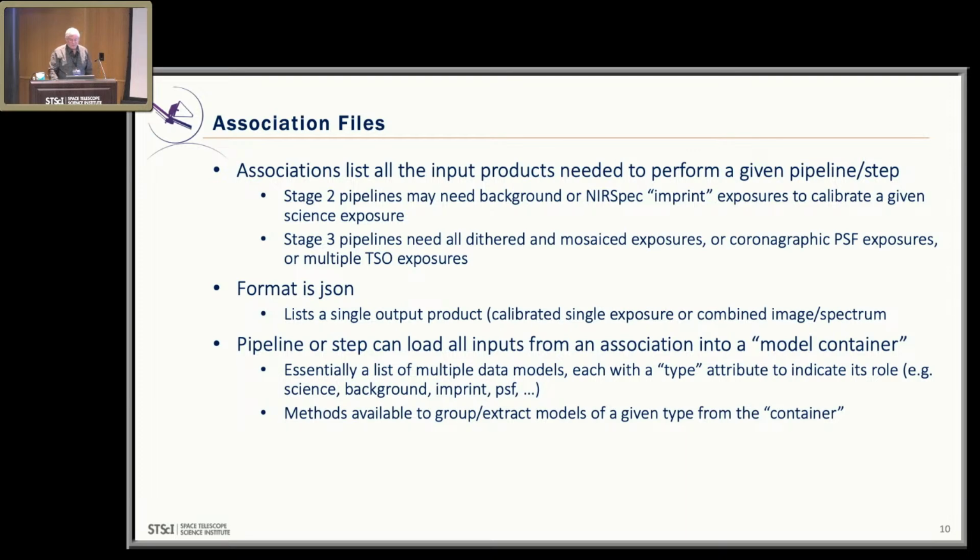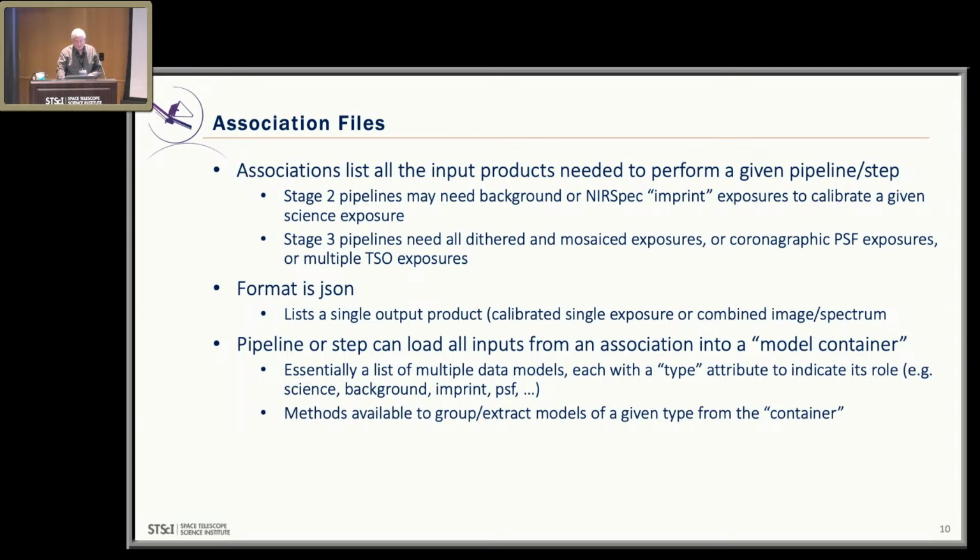And obviously, same thing in the stage 3 pipelines where you're trying to, say, combine a bunch of dithered images, or in the case of a special mode like coronagraphic data where you've got both data of your science target and a PSF reference star. Those are all listed in the association file, and they've each got a unique type associated with them to tell the pipeline, I'm a science image, or I'm a PSF image, or I'm a background image, or whatever, so that it knows what to do with it.